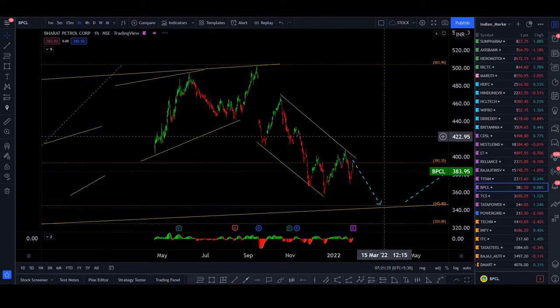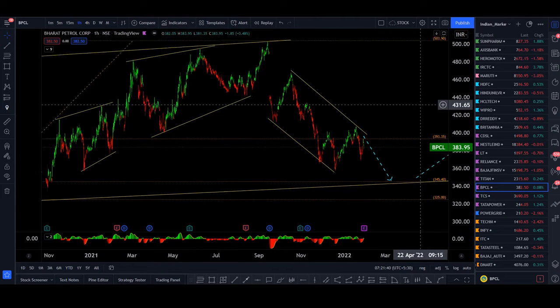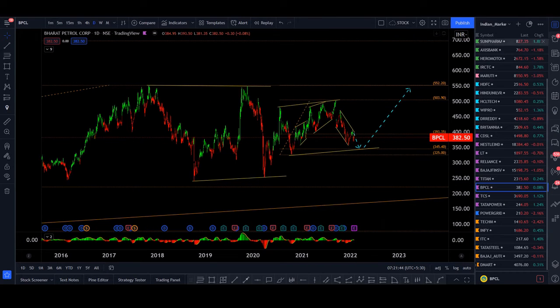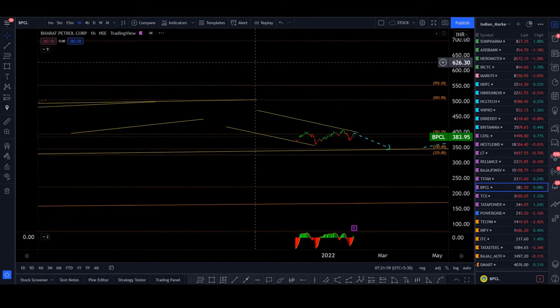BPCL has another leg down based on how it goes. So if you have seen this, let me go to a daily. So this made an impulse, a correction, and this is the next wave expected. So we are in the last leg of the smaller time frame. Let me go to the hourly.